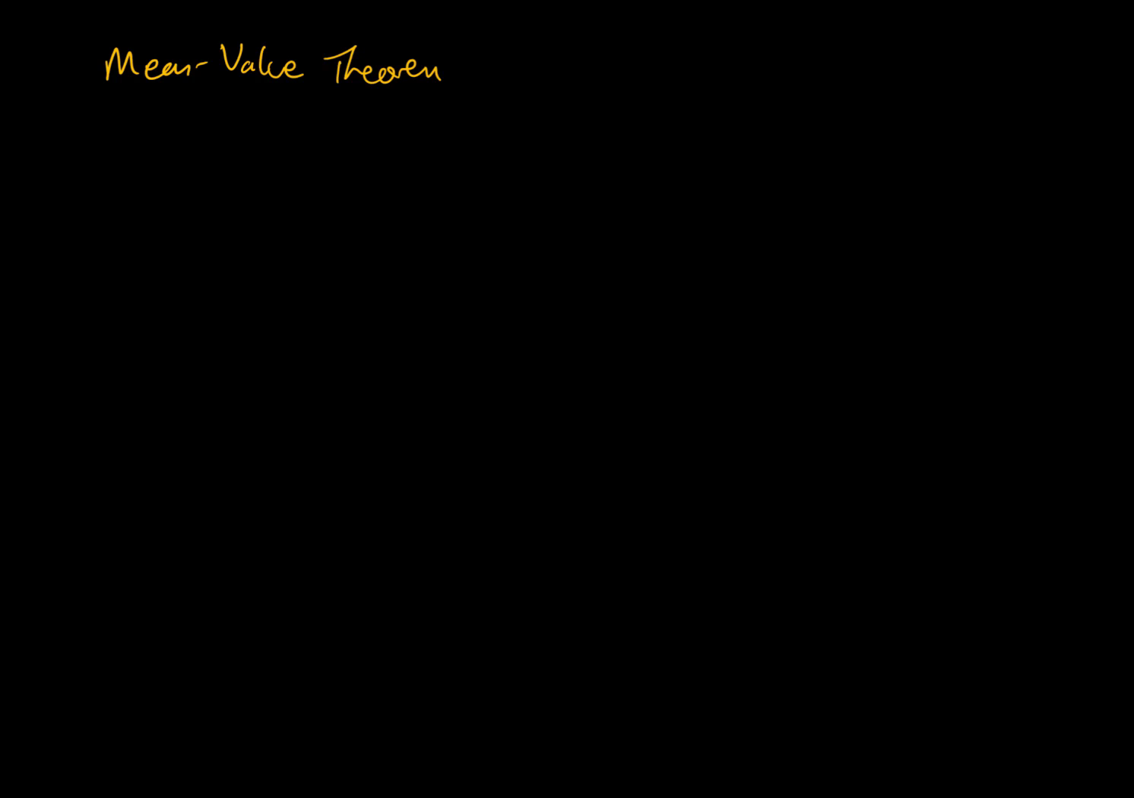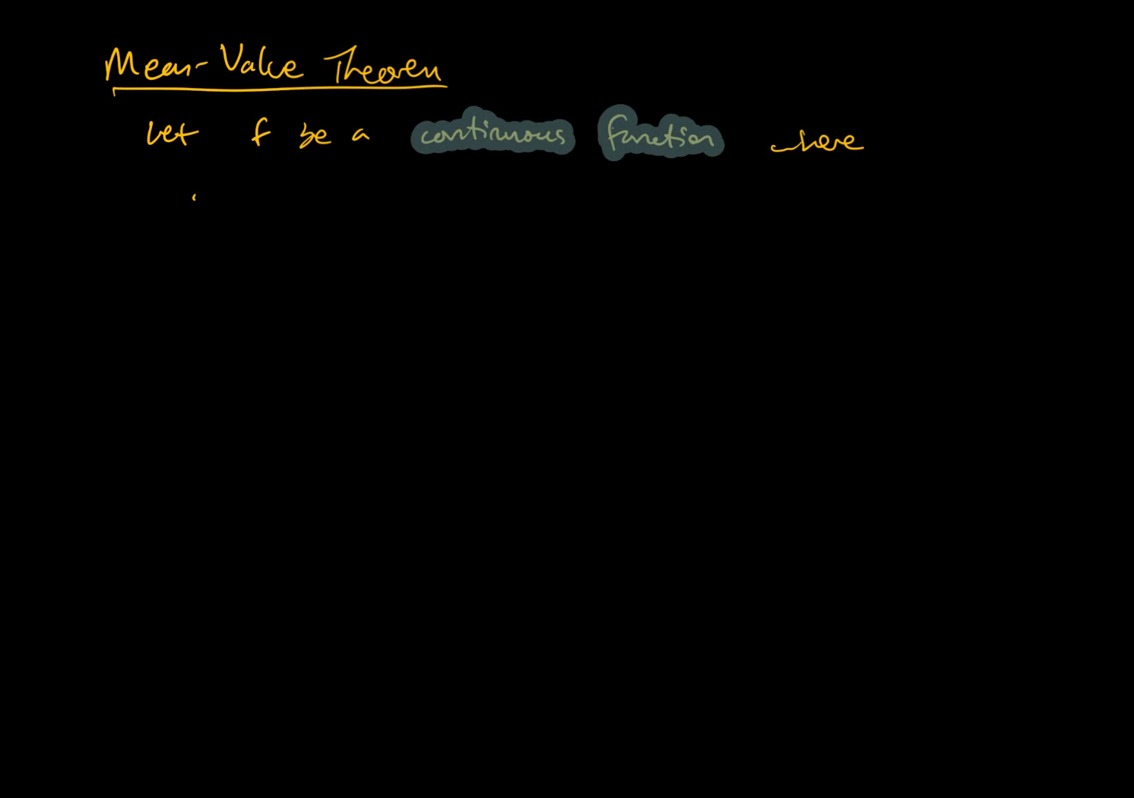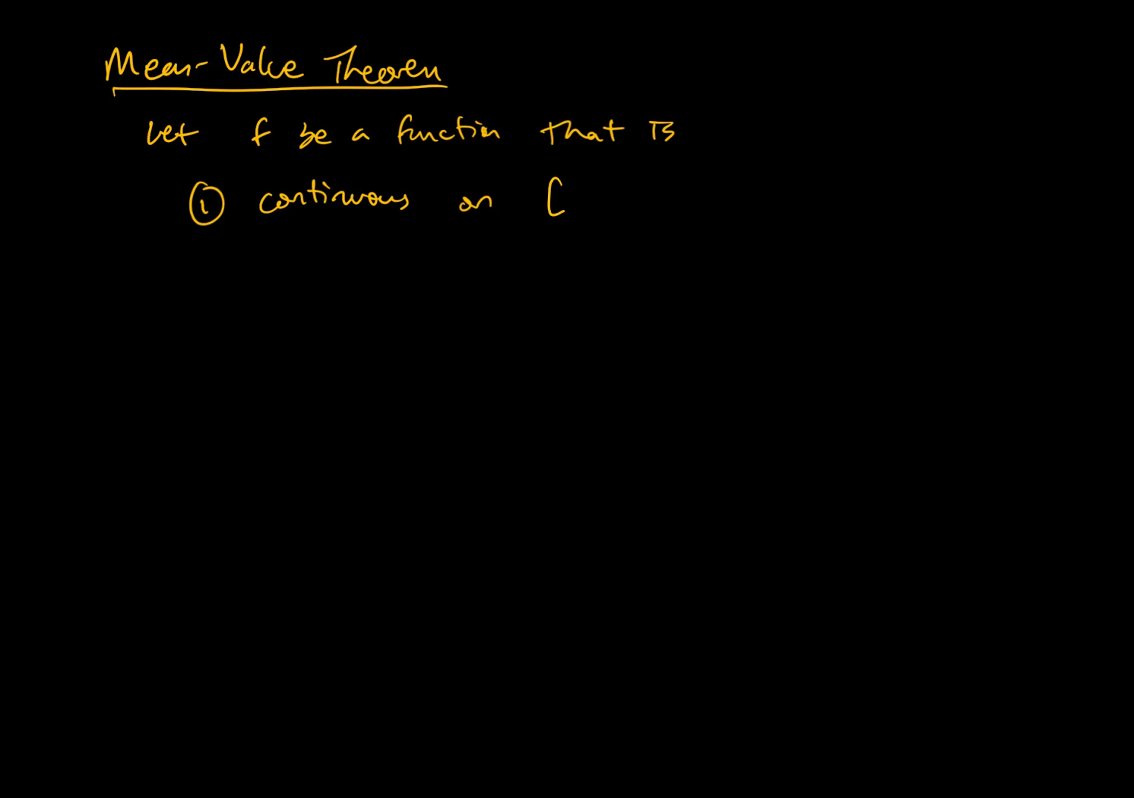Okay, the mean value theorem. So here's what the mean value theorem says. We're just going to let f be a function that is, one, continuous on a closed interval a to b, and two, differentiable, meaning what? It has a derivative on an open interval a to b.